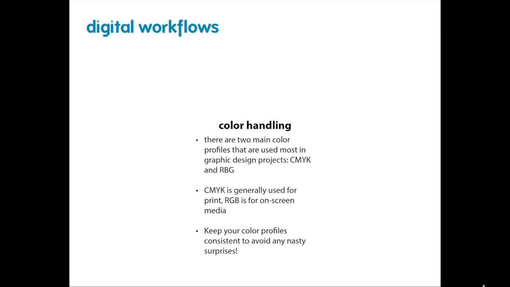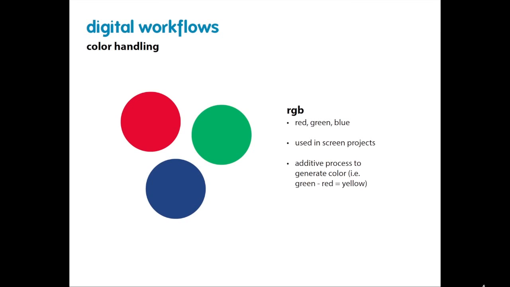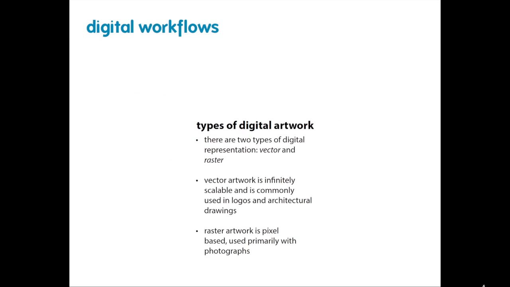So it's always a good idea if you're working in CMYK to keep everything in CMYK, and then conversely, if you're in RGB, just keep everything RGB. So here we have CMYK, cyan, magenta, yellow, black, used primarily in print projects, versus RGB, which stands for red, green, blue, which is used primarily in screen projects. So any digital, if it lives on the web, if it's just going to live in email, it's not going to be printed, just stick with RGB.